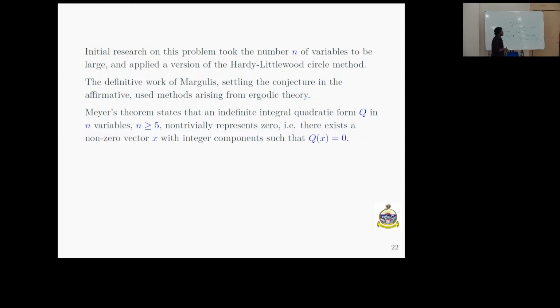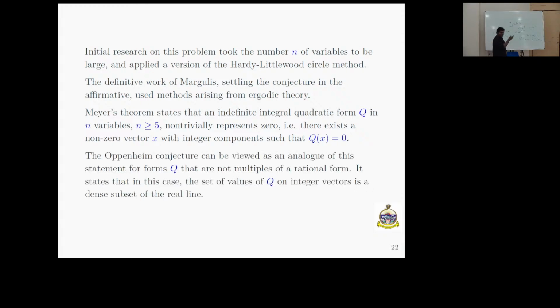Let us discuss a bit of Meyer's theorem, from where this is basically motivated. So what does Meyer's theorem state? That if you take an indefinite integral quadratic form Q in n variables, where n is greater than or equal to 5, then it represents zero non-trivially. That means there exists a non-zero vector x such that Q(x) equals 0. This is the famous Meyer's theorem, and this Oppenheim conjecture can be viewed as an analog of this theorem.